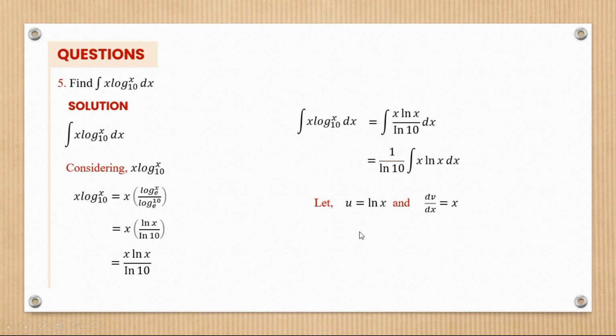So definitely here the derivative of u, du dx, shall be equal to 1 over x, and then to find v, v shall be equal to the integral of x dx, so v shall be equal to x squared over 2, as you can already see.